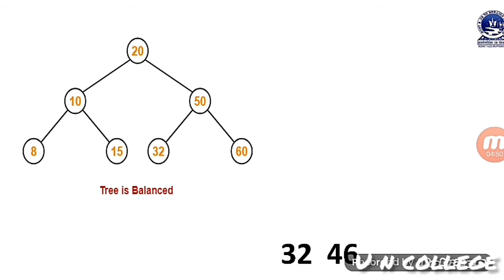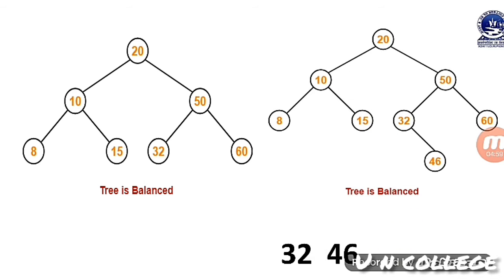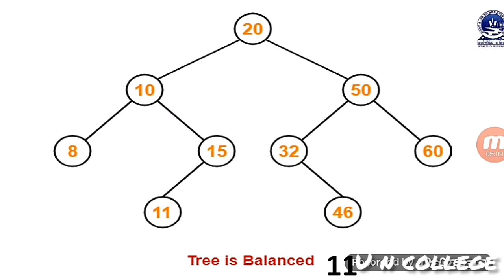Now we will take two data here, 32 and 46. First we insert 32, and when we insert 32, the tree is balanced. You can see it maintains all the balancing factors. Now we insert 46, and the tree is balanced also. Okay, no problem. Now we insert 11, as the left child of 15, and the tree is also balanced.